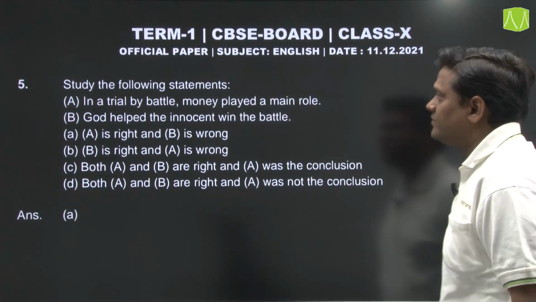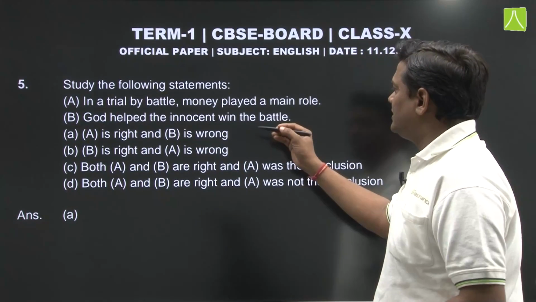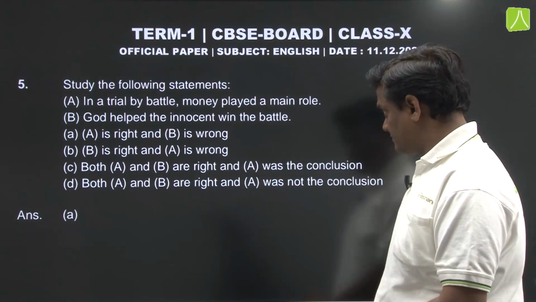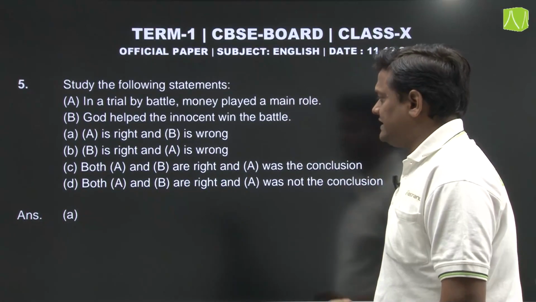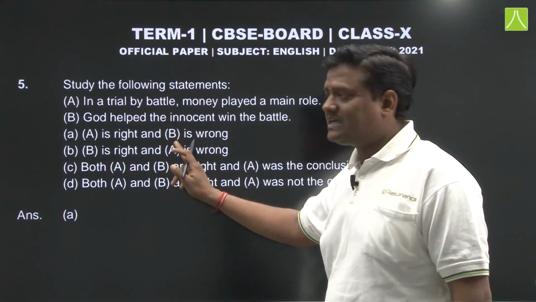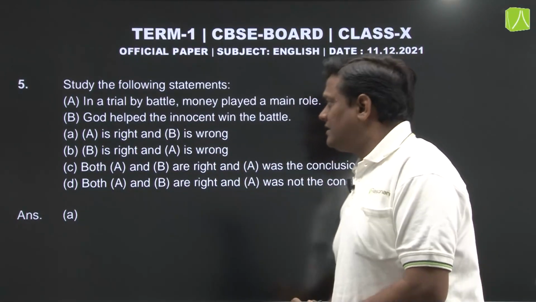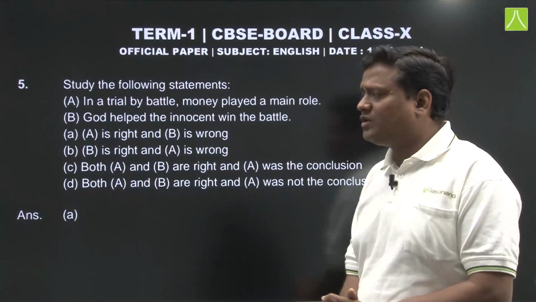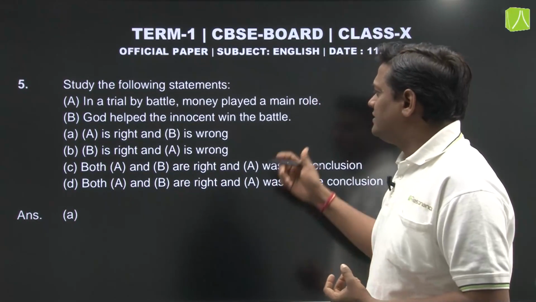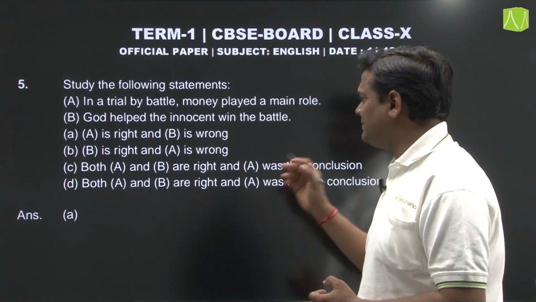Now question number 5. Study the following statements. In a trial by battle, money played a main role. Yes. God helped the innocent win the battle. Yes. After reading these statements, we come to know that option A, meaning statement A is correct and statement B is wrong, because we know after reading the passage that God helped the innocent win the battle. It was assumed by the people and the rulers, but in fact the person who had more power, more money would win the battle. So option B is incorrect.